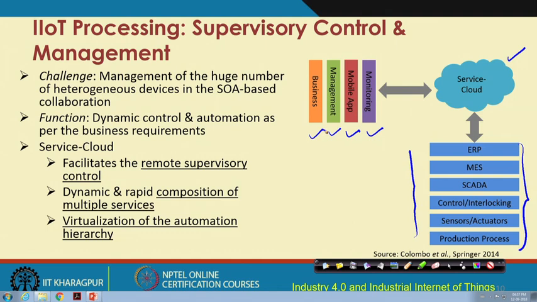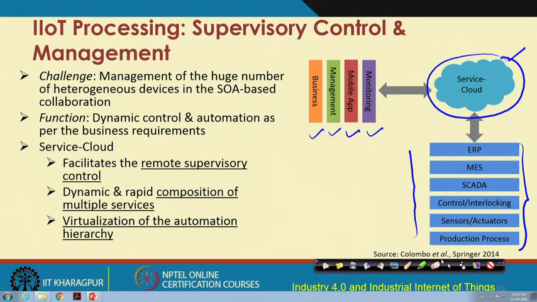So, this service cloud that we talk about over here as per the solution by Colombo et al. facilitates some kind of remote supervisory control. It also does service composition. Service composition means we will have multiple different services which will be aggregated together into different clusters of services. And the third functionality of the service cloud is the virtualization of the automation hierarchy. So, these are the three primary functionalities of this service cloud as per the proposal by Colombo et al.